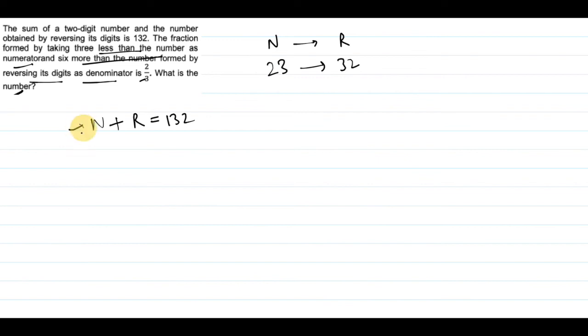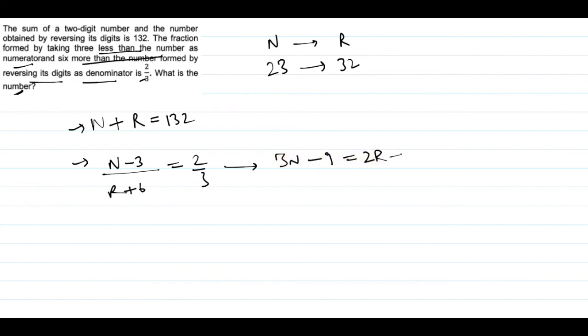So this is the first condition, and the second condition is the fraction formed by taking 3 less than the number as numerator and 6 more than the reverse as denominator is 2 by 3. So this will result in 3n minus 9 equal to 2r plus 6. Okay, 3n minus 2r equal to 15.